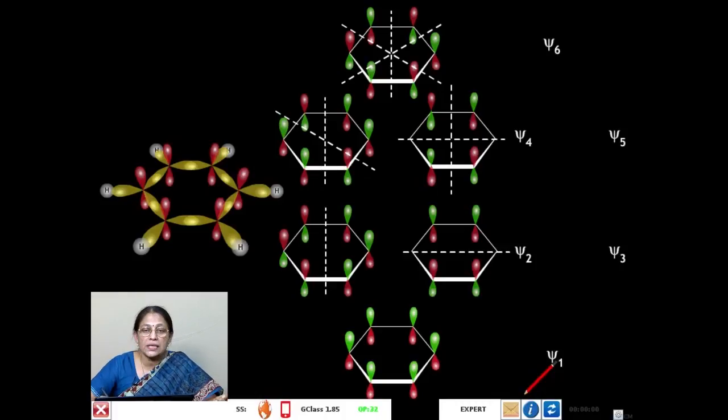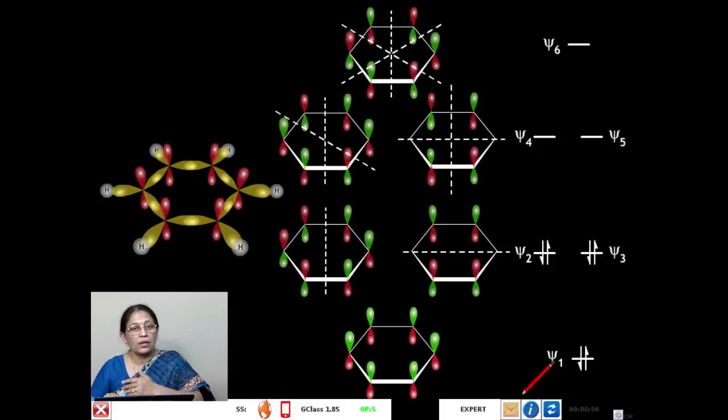Psi 1 is the one which has the lowest energy, psi 2 and psi 3 have the same energy, slightly higher than psi 1, and therefore they are called a degenerate set of orbitals. Similarly, psi 4 and psi 5, the antibonding orbitals, are also degenerate, and psi 6 has the highest energy antibonding molecular orbital. Now, in the case of benzene, how many electrons do we need to fill? We need to fill 6 electrons, isn't it? So, those 6 electrons will occupy all these bonding molecular orbitals which have lower energy.